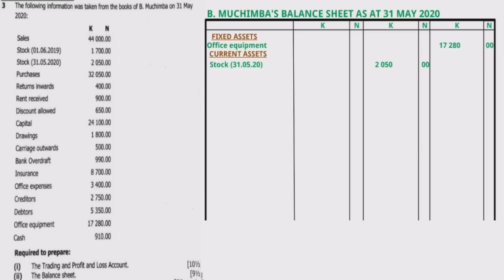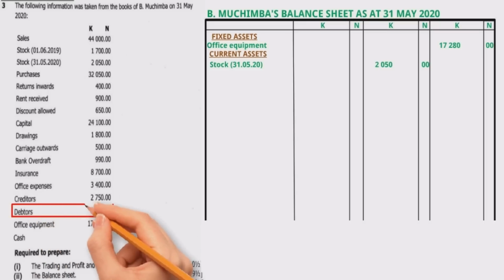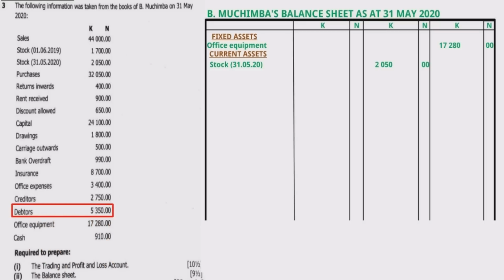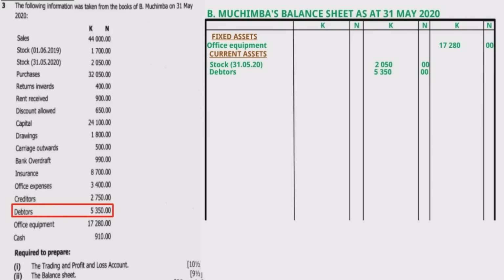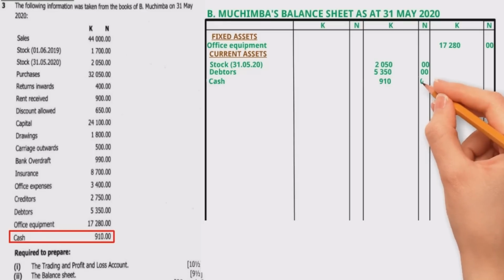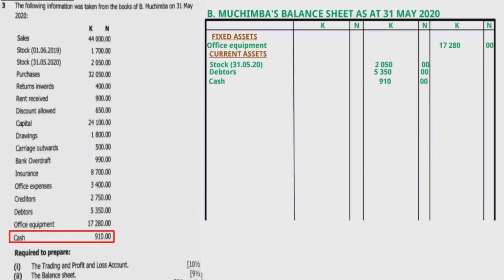Now from stock we come to the next, we look for debtors. So debtors is there, so we write debtors. How much is debtors? That is 5,350 kwacha. So we write 5,350 kwacha. Okay, once we've done that, the next thing we're going to do is go to cash, which is 910 kwacha. So we write cash and we write 910 kwacha there.